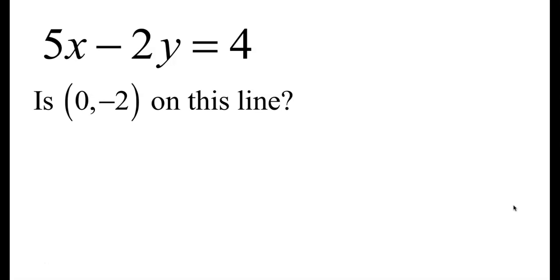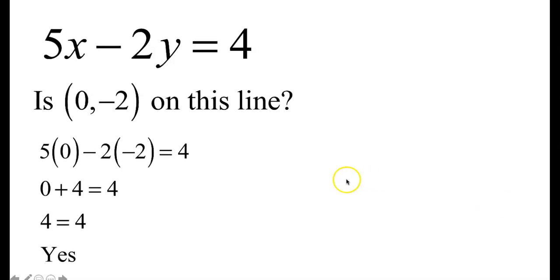So let me ask the question, is (0, -2) on this line? 5 times 0 minus 2 times -2. Minus 2 times -2 is plus 4, so I get 4 equals 4. Yes, it is. So (0, -2) is a point on the line. Now, can I find another one? Is there a way for me to think about a point that might be on that line?